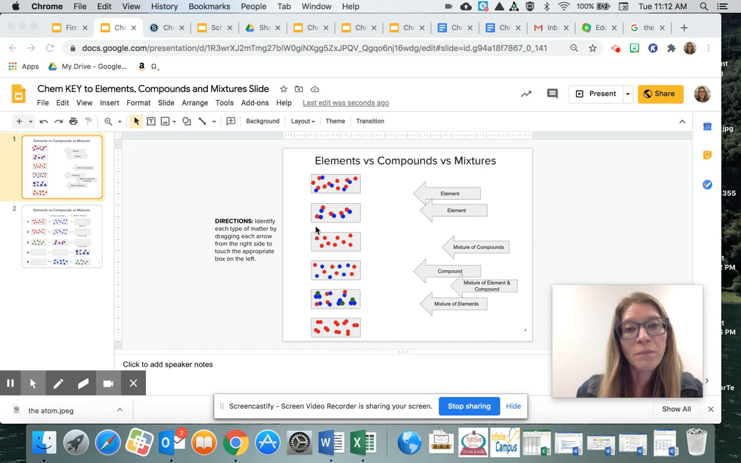So always make sure to do the practice first. If you have any wrong when you're checking the key, all you have to do is fix them. And then, of course, if you don't understand why it's wrong, be sure to ask. So this is the elements, compounds, and mixtures activity.